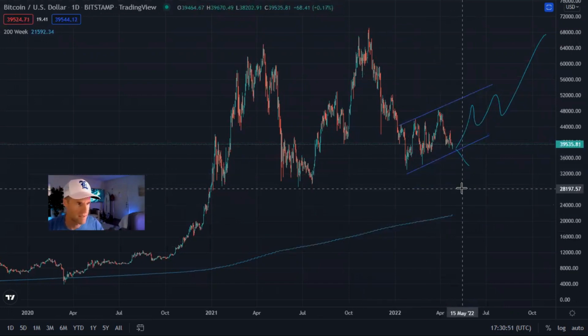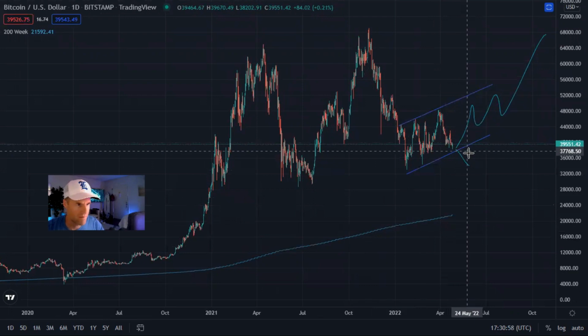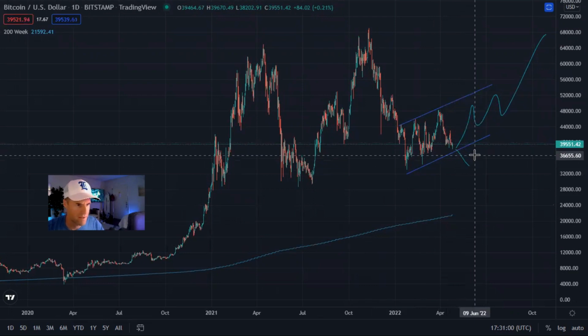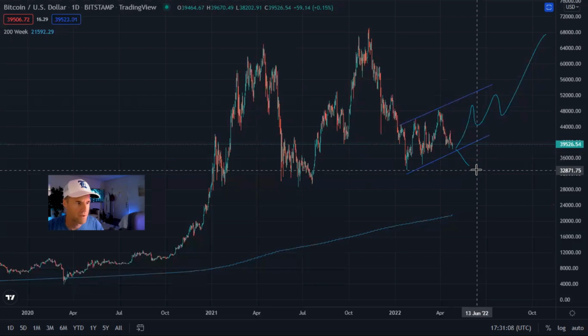Basically, if we were to go as low as this 36 area here, and we crack below it again, you have then 34, then 32. Now you're getting down to the 29, 28.